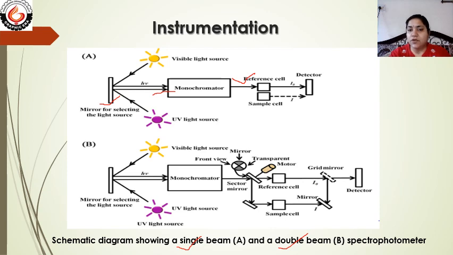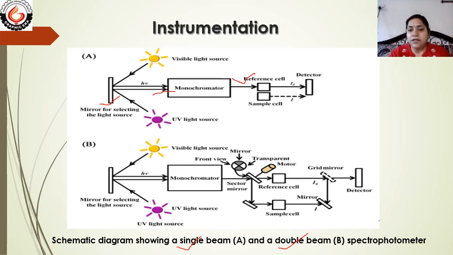First time for reference and second time for sample. Whereas in case of double beam instrument, the basic things are the same, like the UV source, visible light source, the mirror and the monochromator. But after the monochromator, it again has mirrors to separate the light into two parts. The same monochromatic light goes through two different paths. One path goes through the reference cell and the second beam goes through the sample cell.